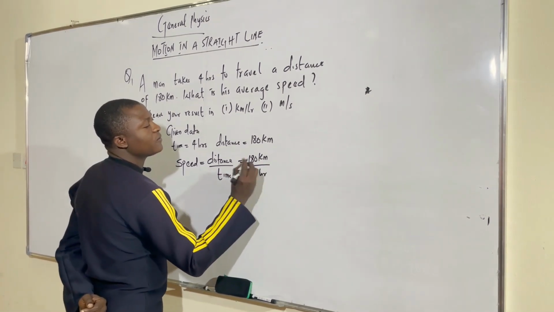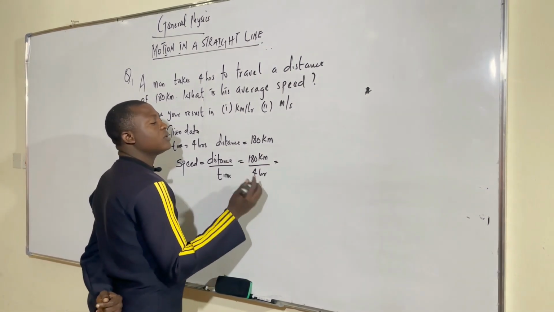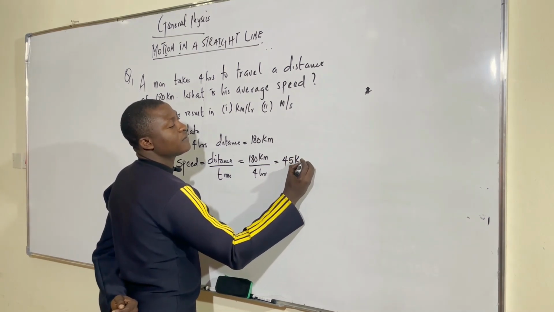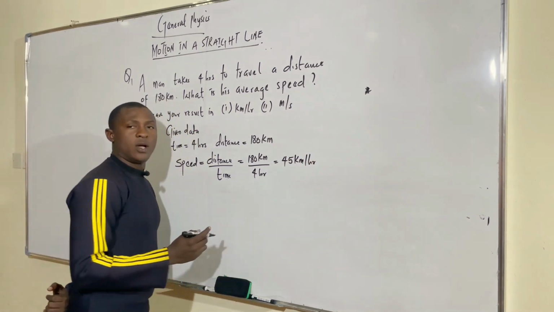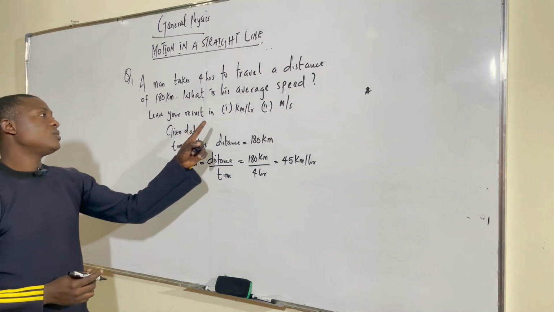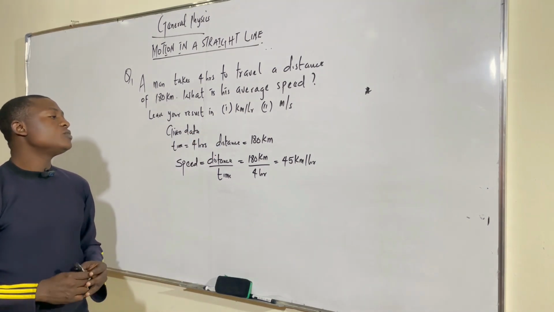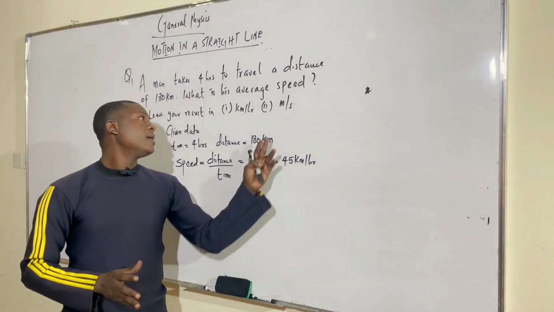So how many 4 can we get in 180? We are going to have 45. Then we are going to have kilometer per hour. So that's the first requirement. We are able to leave the result in terms of kilometer per hour. So the second one there says we should leave our answer in terms of meter per second.